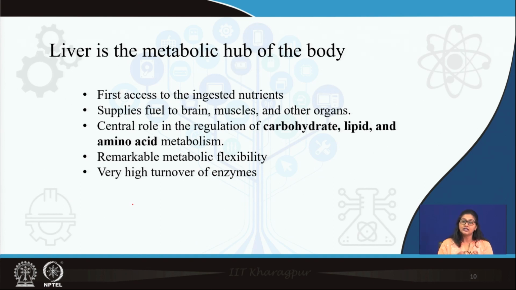So, you can see there is metabolic flexibility because those enzymes present in liver have very high turnover rate. Remember, enzymes are proteins which have high turnover rate, but even among them, the enzymes of liver have higher turnover rate if you compare with other organs. So, synthesis and degradation of the liver enzymes are very fast and based on the requirement of the body.